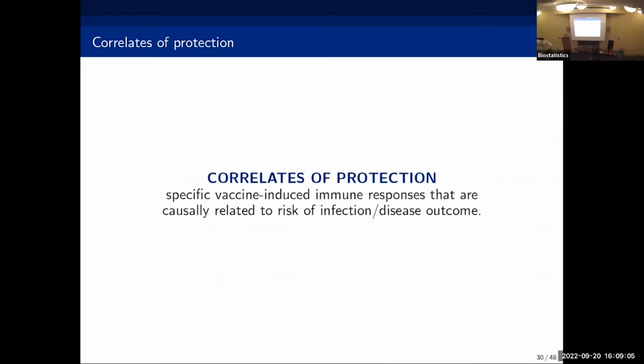So briefly, let's talk a little bit about the current work I've been doing on vaccine correlates of protection. Remember, this is the other side of the Sieve coin, right? It's asking what are these immune responses that are causally related to the outcome? Is it antibodies? Is it T cells? Is it both?